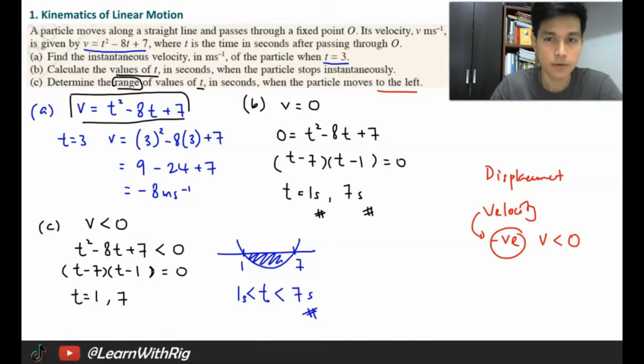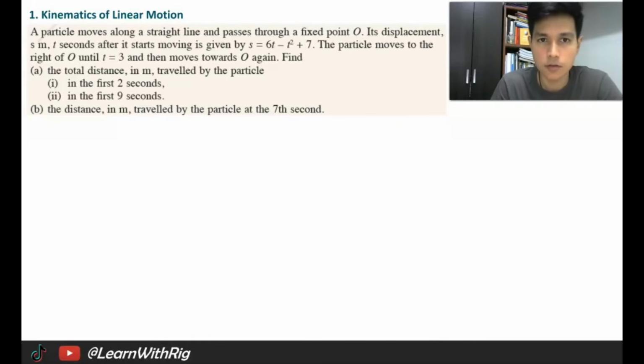Alright, next question. A particle moves along a straight line and passes through a fixed point O. Its displacement after it starts moving is given, so they give you the displacement function. The particle moves to the right of O, so O is the original position, and it moves to the right until t equals 3, and then moves towards O again. So that means it moves back to the left.